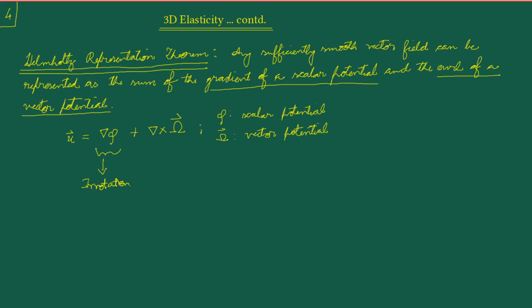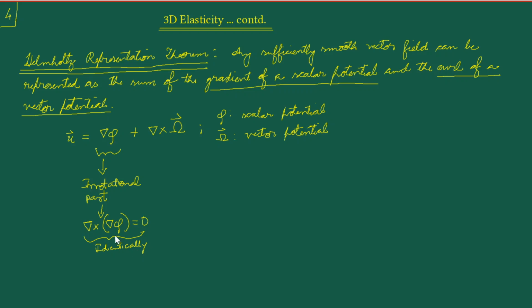This is the irrotational part of the u vector. And what is the meaning of this irrotational part? It basically just means that if you take the curl of just this part, then this is 0. Please note that this is not an assumption or a requirement.